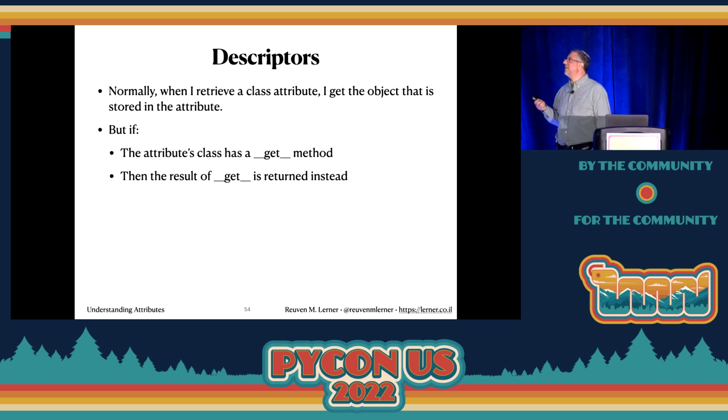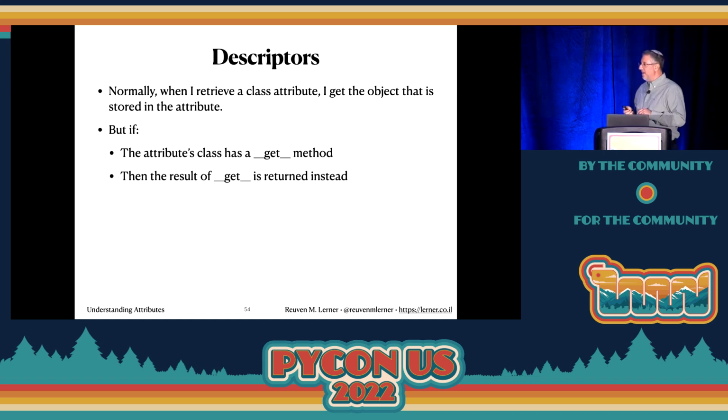Normally, when I retrieve a class attribute, I get the object stored in that attribute. That's the normal behavior that we've seen so far, and that you've probably seen day to day, and you don't think much more about it than that. But if the attribute has a dunder get method, that is to say, if the attribute is of a type, and that type has dunder get installed, then the result of dunder get is returned instead.